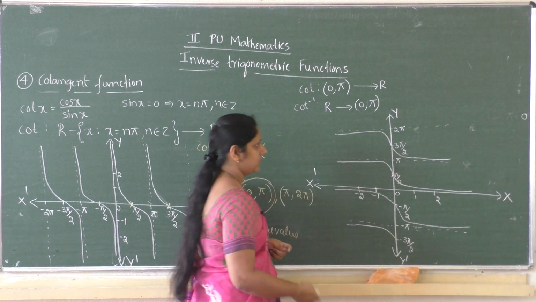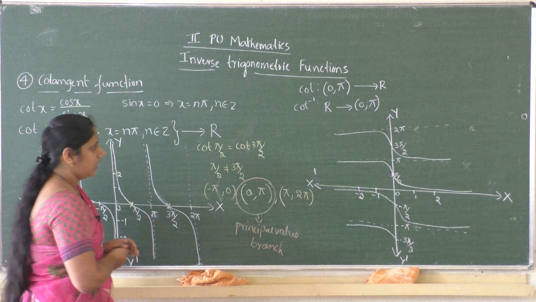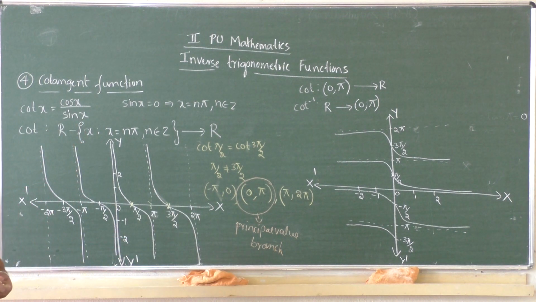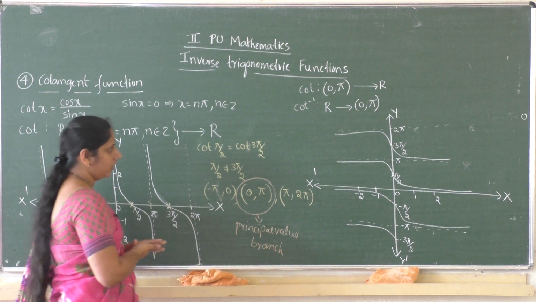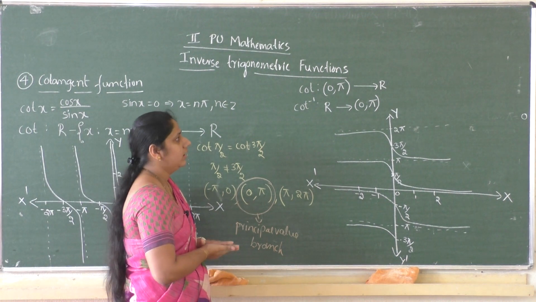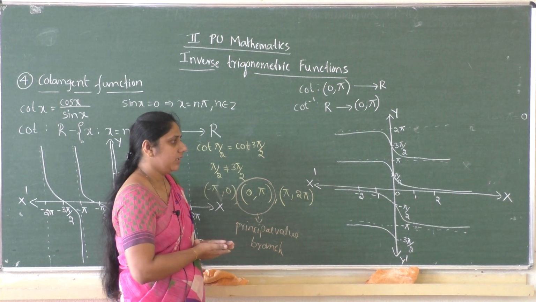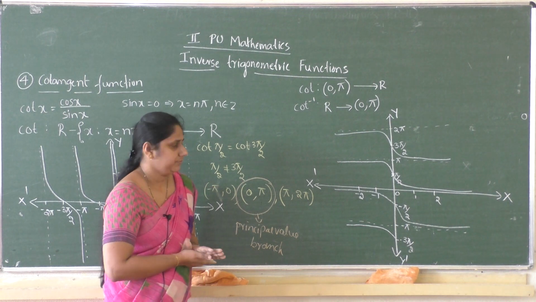Same graph continues. So this is the graph of COT inverse. So what is the domain of COT inverse? It is R. What about range? Open interval 0 to pi.